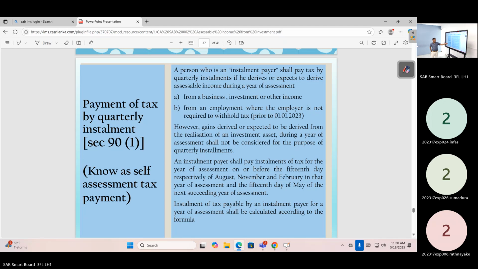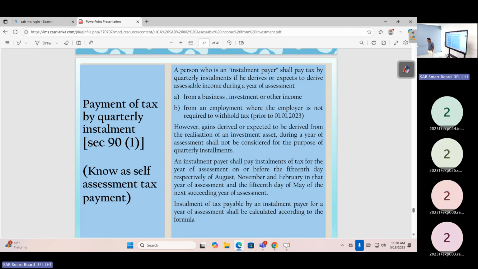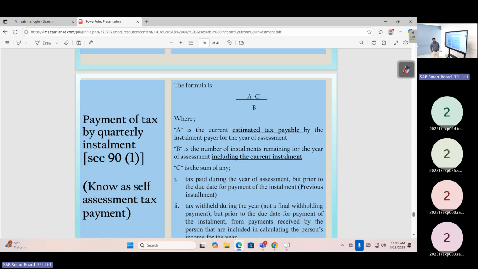Right? So the installment of tax payable by an installment payer for a year of assessment shall be calculated according to the formula. There is a formula given in the Act. We have to use that formula and work out our installment tax payable. So (A minus C) divided by B. What is A? A is the current estimated tax payable. It is the estimated tax payable.